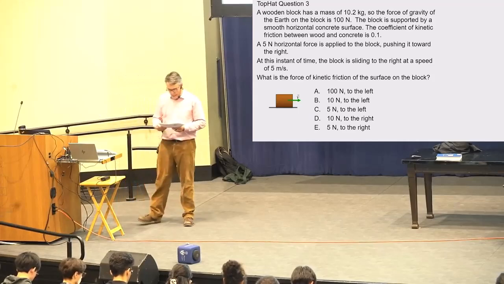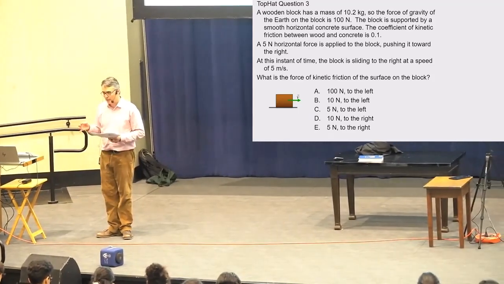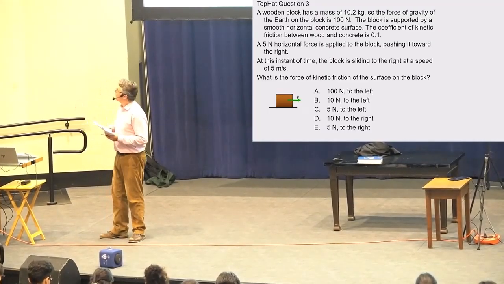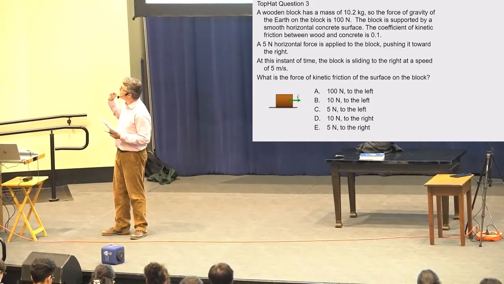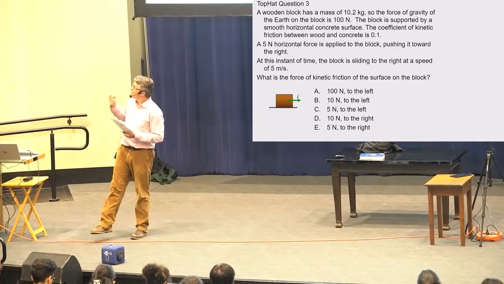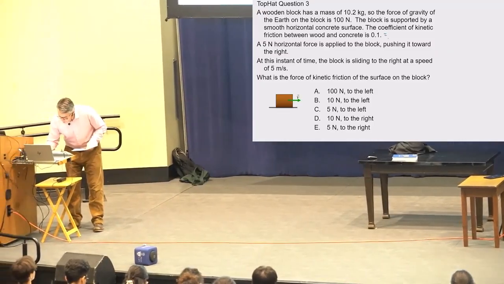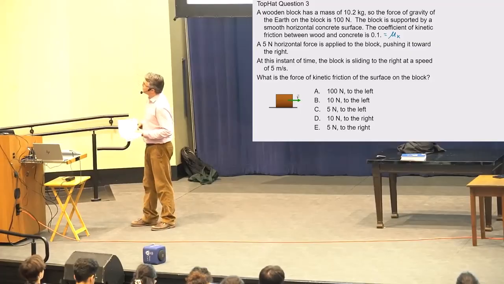So you have a wooden block with a mass of 10.2 kilograms. If you multiply that by 9.8, you get 100 newtons, so it's a 100 newton weight. The block is supported by a smooth horizontal concrete surface, and they give you the coefficient of kinetic friction between the wood and the concrete. It's the Greek letter mu, sub k.